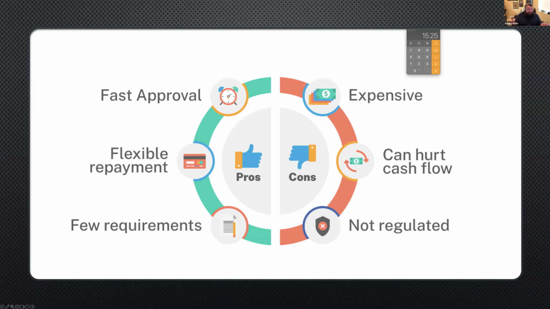So the cons, you can see it's expensive. In that last example, that's 31% interest, basically, simple interest. That is not cheap, but there's a price to pay for people that need fast money, or they don't have very good credit, and they need the money quick. It can hurt your cash flow, right? Now, I personally think that it's good for cash flow when it's broken up like that. You don't have a giant monthly payment coming out every month, but you could see how a daily payment coming out every day might affect your cash flow.